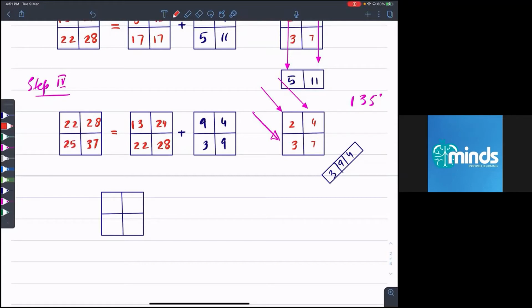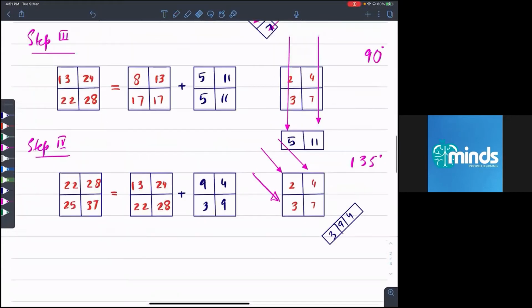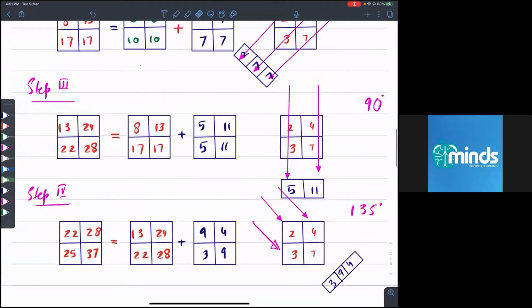Now I hope I have made all calculations correctly, because if any one of them is wrong, we won't be able to conclude the result and then we will see where we actually made the mistake. Now this is the final array that you will be getting: 22, 28, 25 and 37. Now just do one thing. Scroll up and look at step number 1.